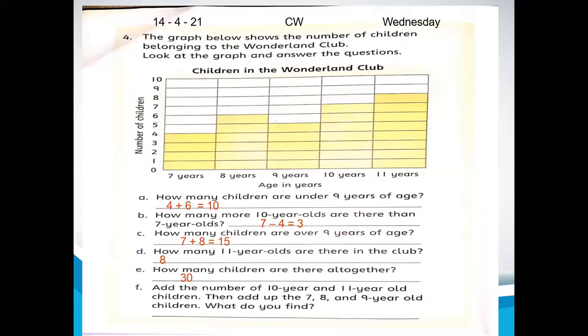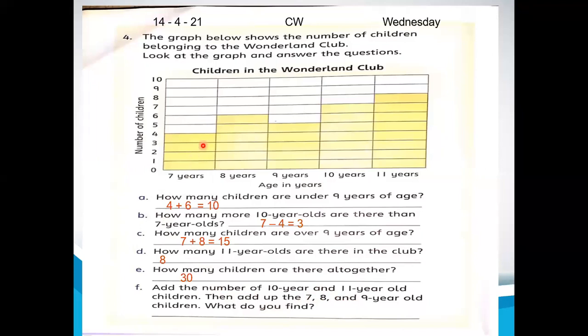Now come to part F. Add the number of 10 years and 11 years old children. Then add up the 7, 8 and 9 years old children. What do you find? They say that first of all add the number of children whose age is 10 years and 11 years, and then add the number of children whose age is 7, 8 and 9.